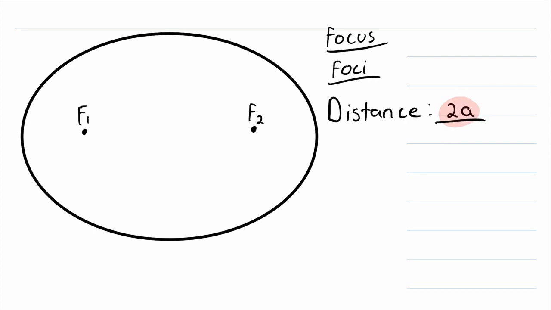This 2a is just some number. Then what's important about this distance? What does it have to do with our ellipse? Well, let's say that we pick a random point on our ellipse. Let's say a point right there. Then we could consider the line segments from this point to the foci of the ellipse, these 2 line segments here.